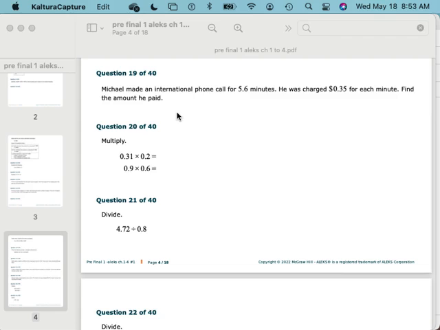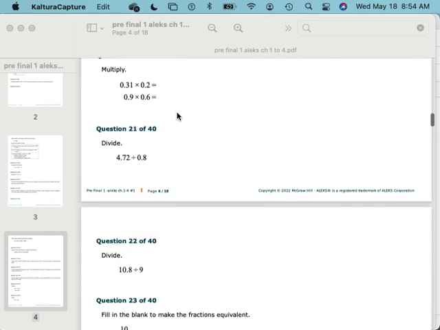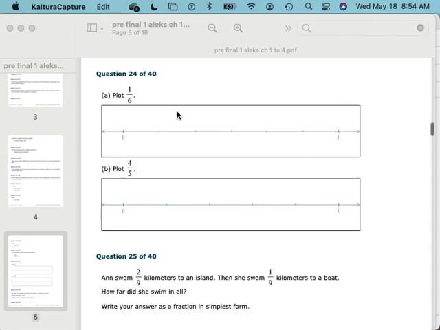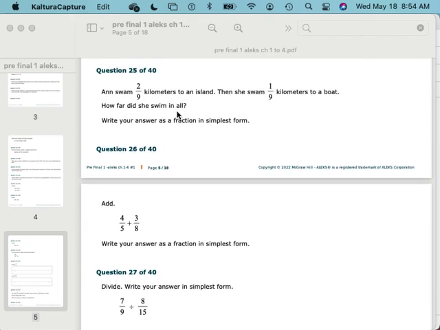Number 19, Michael made an international phone call for 5.6 minutes. He was charged 0.35 for each minute. Find the amount he paid. What's our operation? Okay, he's paying 35 cents for each minute, and he was on there for 5.6 minutes. So it's what? Multiplication. I hope you're just writing these operations down by each one, so that you don't have to go back and watch the video. All right, so now we're on number 25.